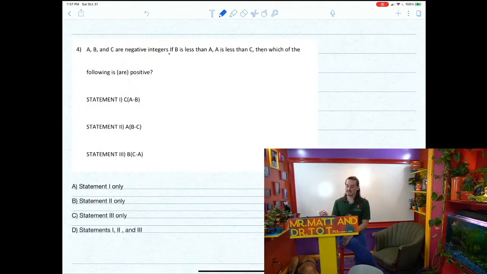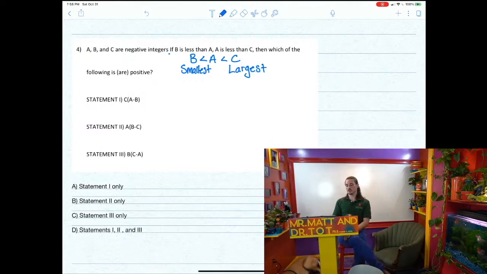So A, B, and C are negative, and B is less than A, which is less than C. So B has to be the smallest, but remember that negative values are counterintuitive. The smallest negative value is going to have a larger magnitude than the largest negative value, right? -1 is a larger number than -100, for example. It's better to owe somebody $1 than it is to owe somebody $100. So that's where it's going to get a little bit confusing and why we might want to just pick values to test. But C is going to be the largest.